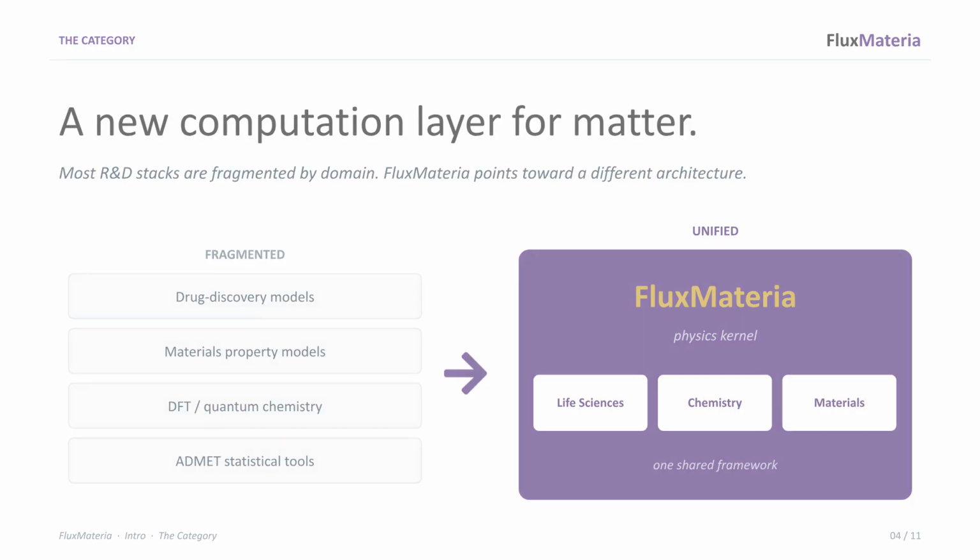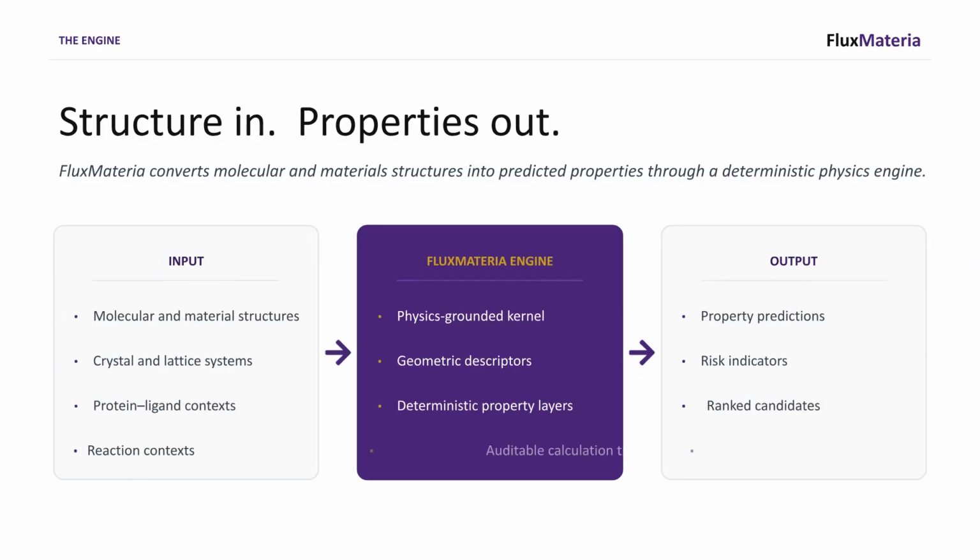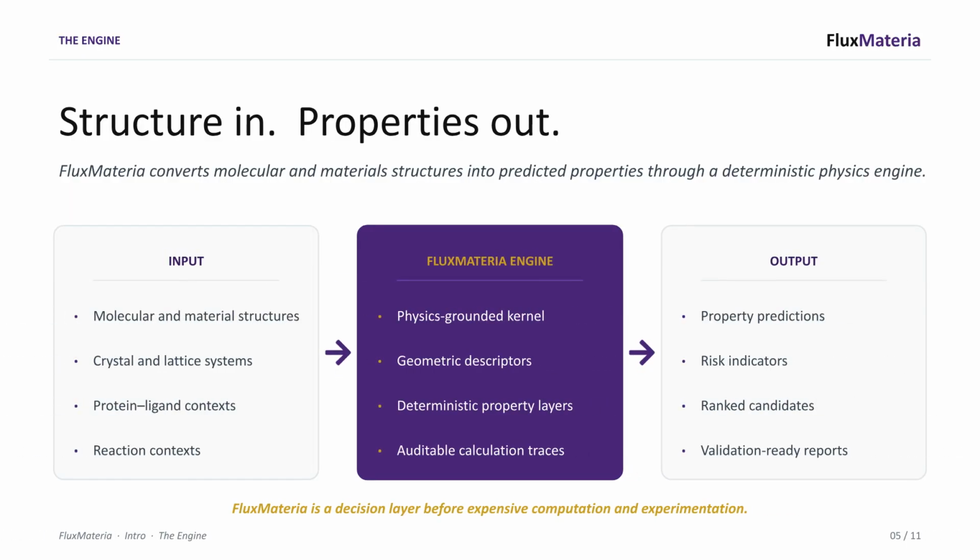So how does it actually work? The basic workflow is simple. Give the engine structure, and it returns property signals that can be ranked, audited, and tested. But here's where it gets interesting and harder to explain in one breath. What actually makes this engine different from every other prediction tool?